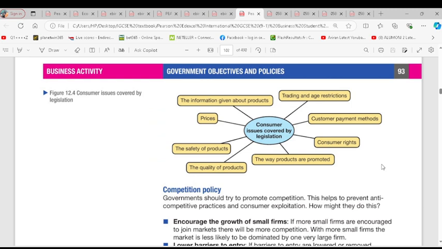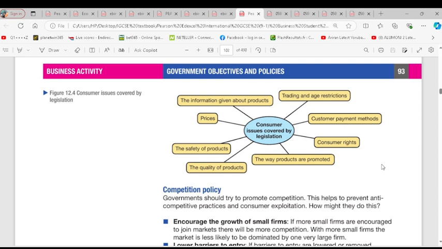So these are consumer issues covered by legislation. We have the information given about products. These are things government would ensure that consumers are not cheated or made vulnerable about. Businesses must ensure that they give the right information about the product they are selling. Consumers must not have asymmetric information about the products, or false information. Then trading and age restrictions. Consumers must know which age group the products are for.